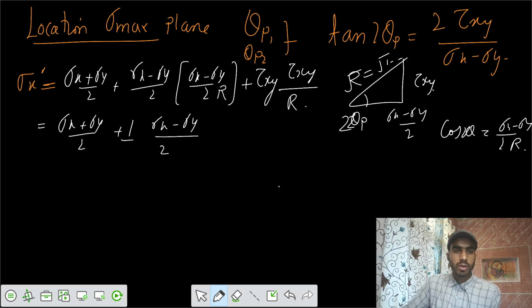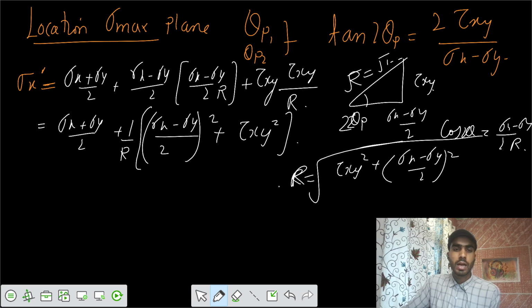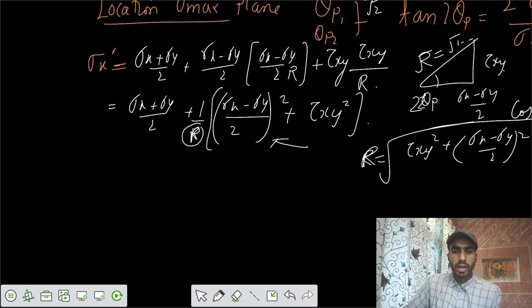So there is a common term r between the two, so I can say this is squared. Similarly, this one is also tau xy whole squared. The value of r equals root of tau xy whole squared plus sigma x minus sigma y by 2 whole squared. This is the hypotenuse. So this value of r is the one in the bracket.